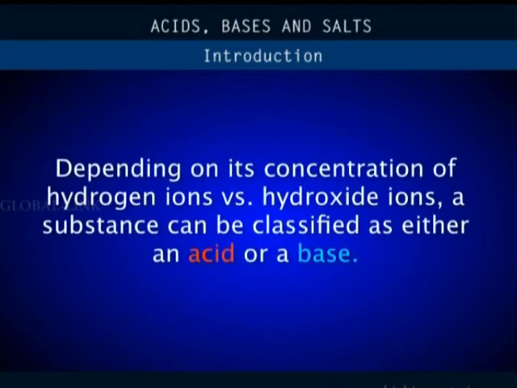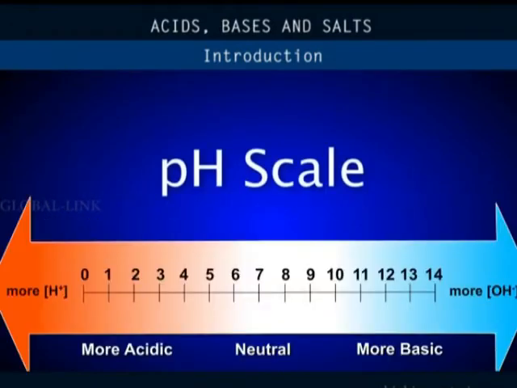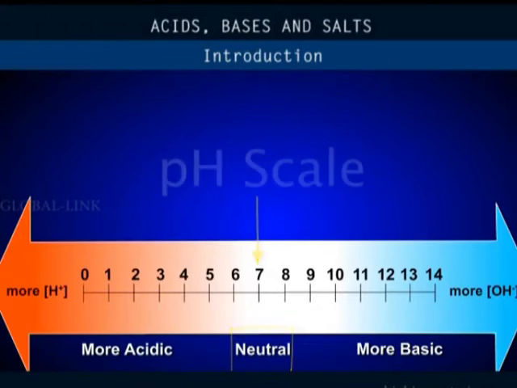Depending on its concentration of hydrogen versus hydroxide ions, a substance can be classified as either an acid or a base. The pH scale measures how acidic or how basic a substance is. It ranges from 0 to 14, with 7 being neutral.